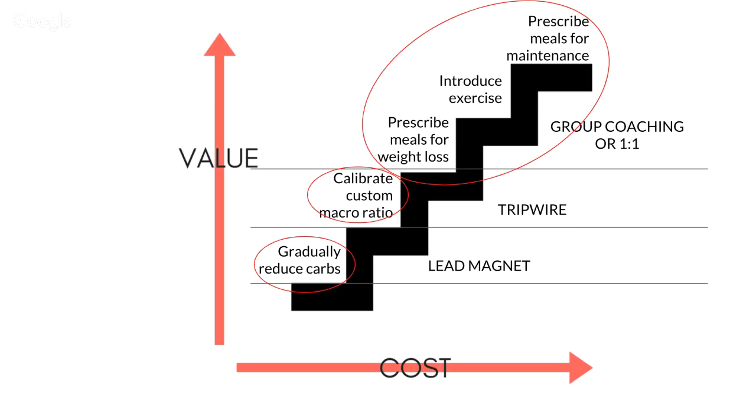The second step would be a tripwire, calibrating a custom macro ratio. So that seems like it needs some expertise, but we can still walk someone through that. So we can maybe create a tripwire. But the more information often that you give your potential clients, the more they're actually going to want your help.